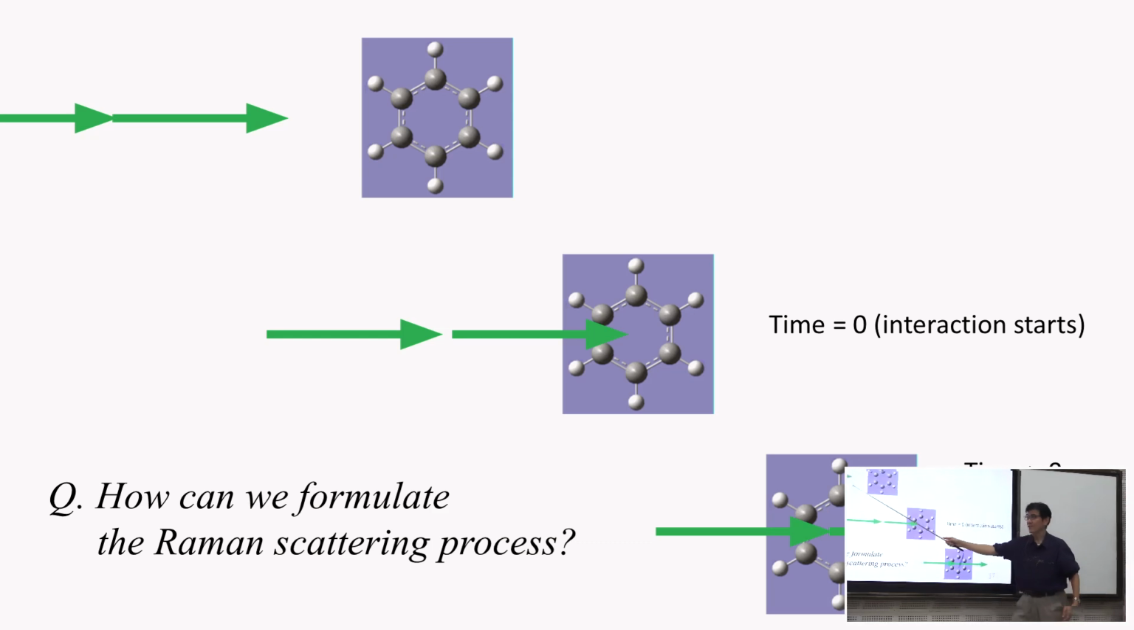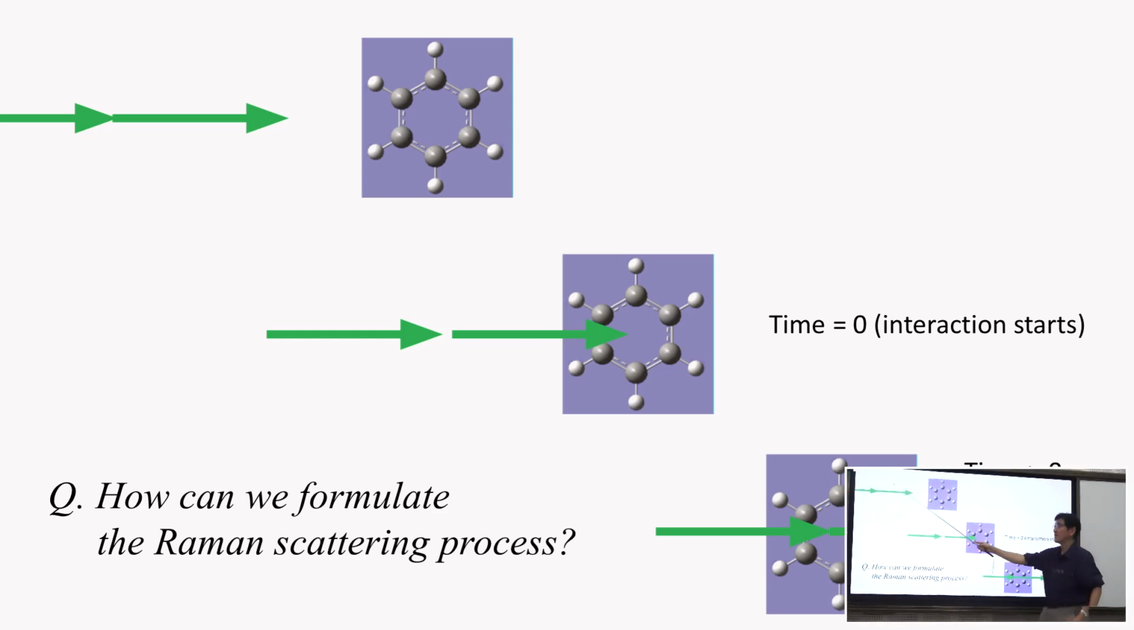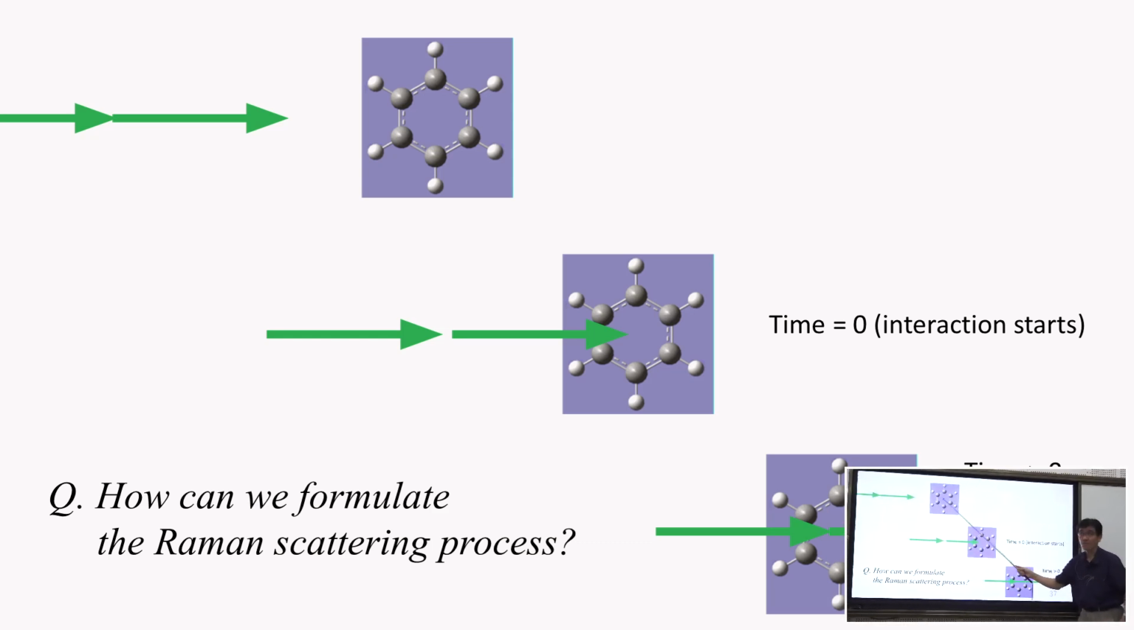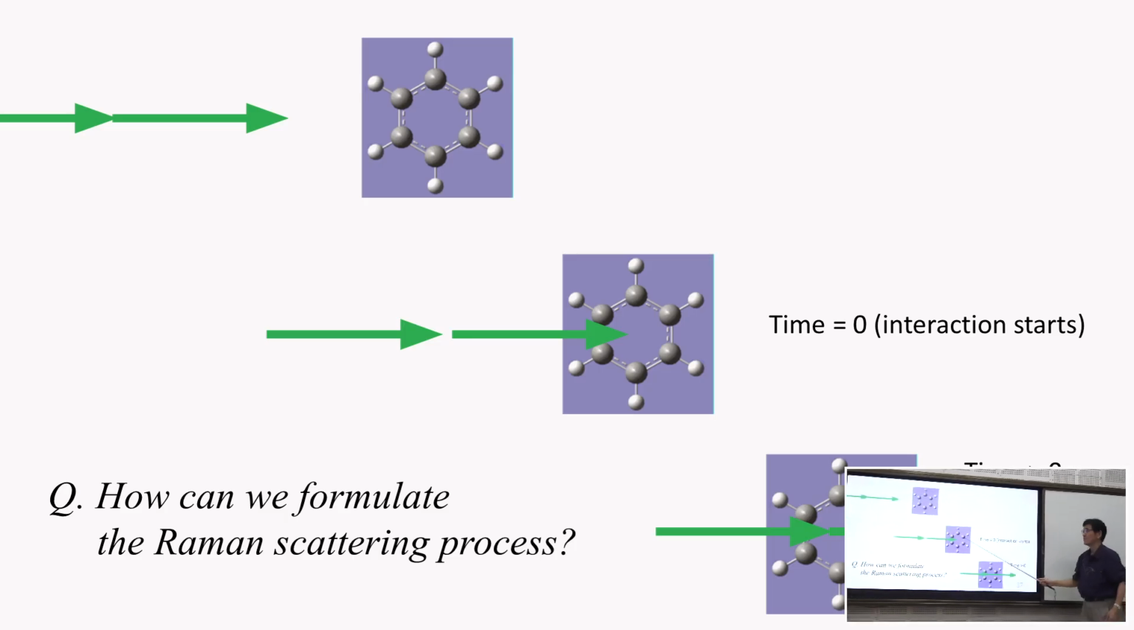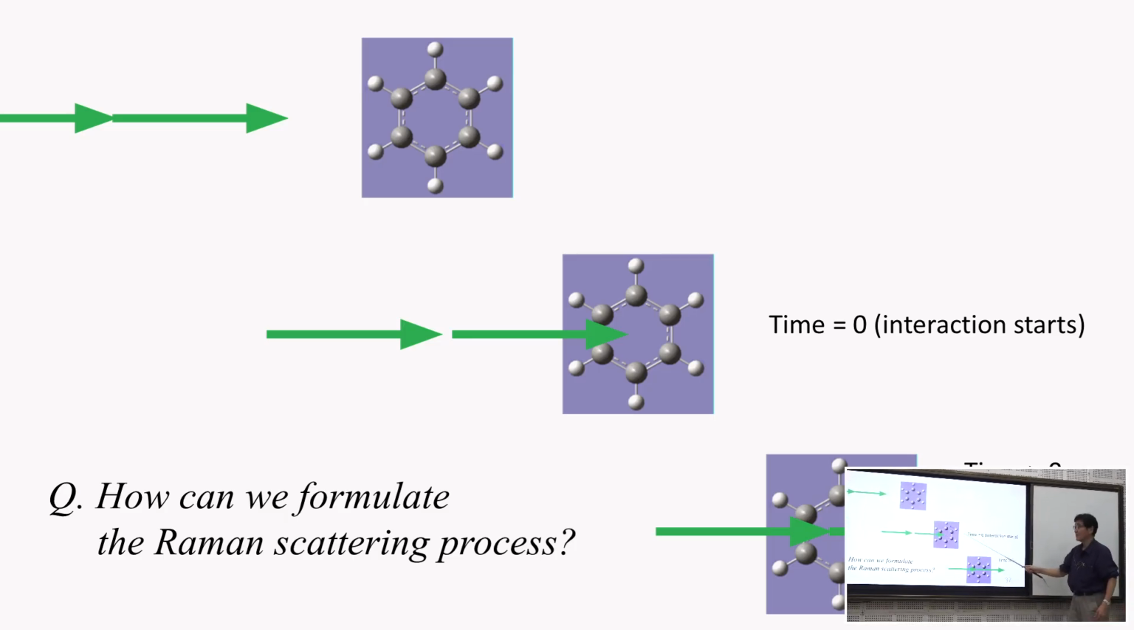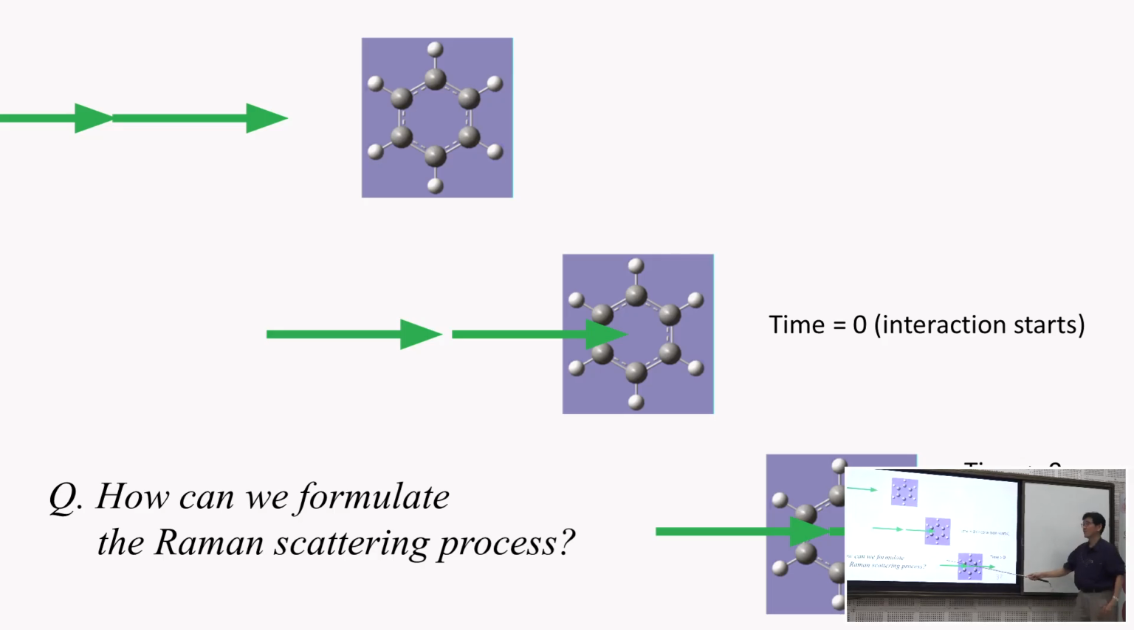So we want to know how to formulate this process. Before the interaction, there is a Hamiltonian of the radiation, Hamiltonian of the molecule, that's all. And in the presence of interaction Hamiltonian, the status of the molecule and light changes time by time as a function of time. So we consider what goes on here.